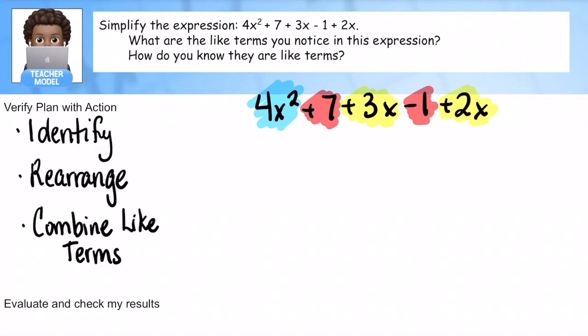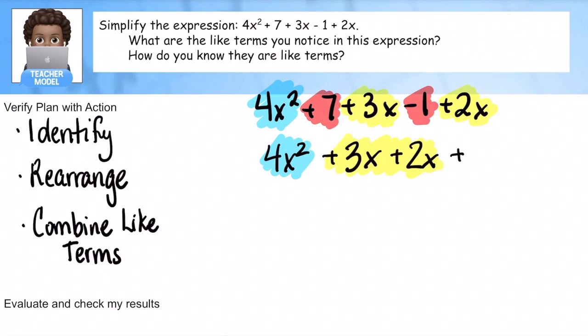So let's rearrange them. Let's put the things together that are the same. I'm going to leave the 4x squared by itself. And let's put the x's together. And finally, our constant numbers. So we've identified our 3 common sets. We put the things that are the same next to each other, and now it's time to combine or to add together like terms to turn 2 terms into 1 term.